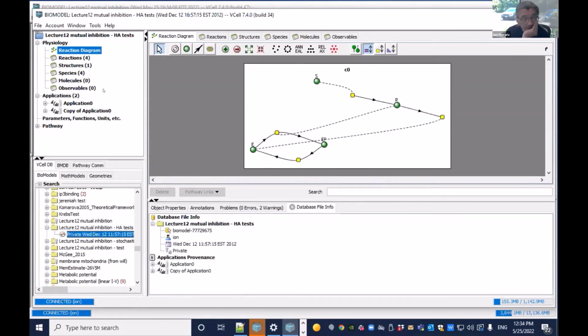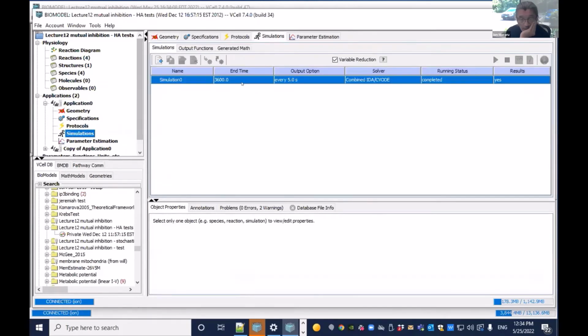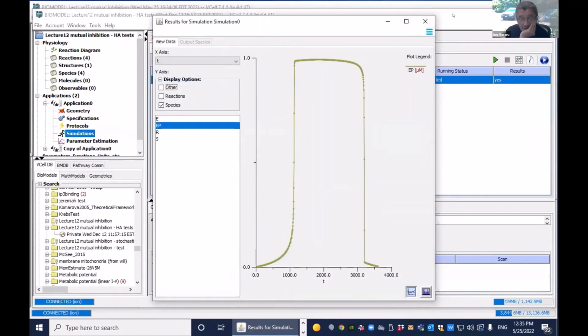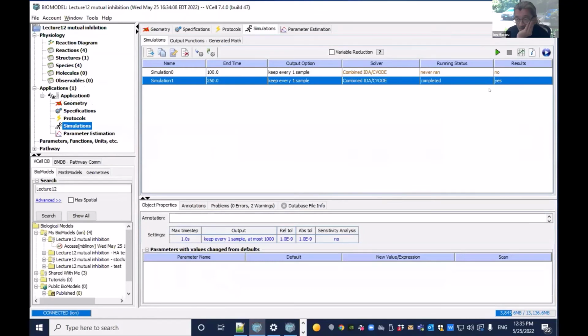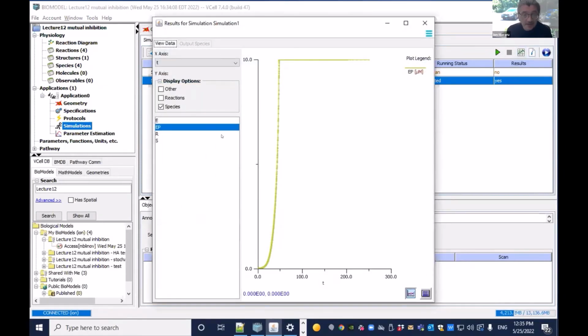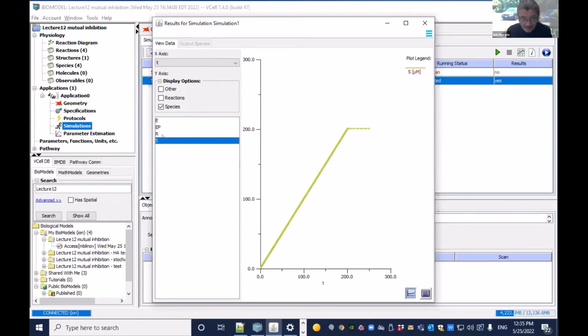Let's see how this one works locally. Okay. And this one also completed. So we go back and retrieve the results for R, E, EP, R, and S.